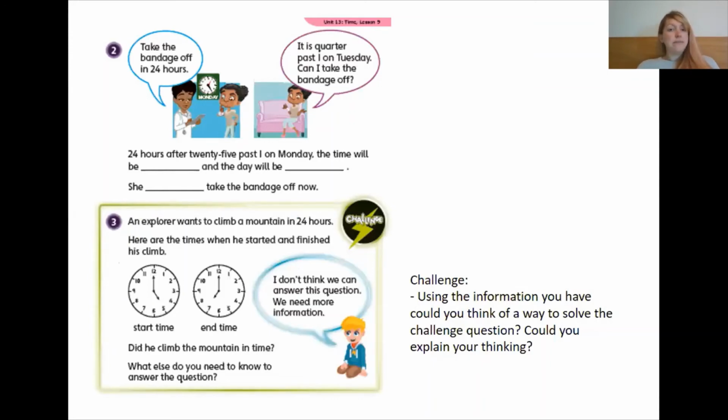And finally, you've got these 2 questions. Now, the things that I'd like you to think about, especially when answering the challenge question, are using the information you have. Could you think of a way to solve the challenge question? Could you explain your thinking? Dexter's saying he doesn't think you can answer this question. Can you problem solve and think about what you would need to answer it? And therefore, could you answer it? Pause the video now and give these questions a go.